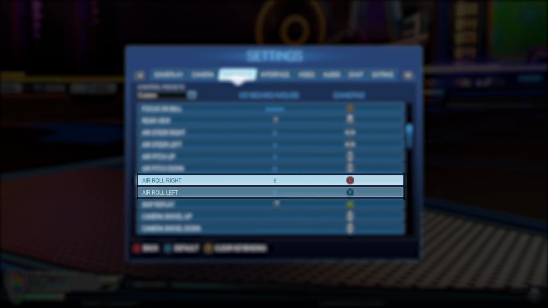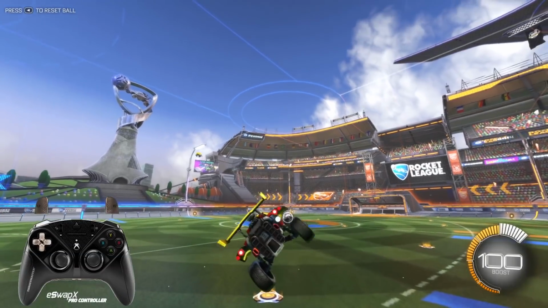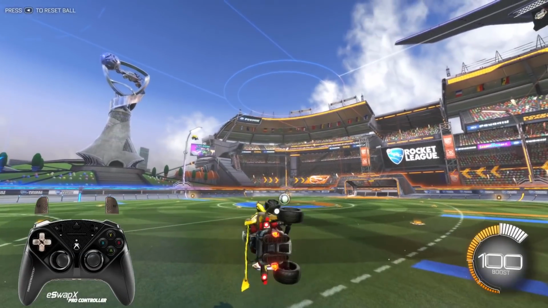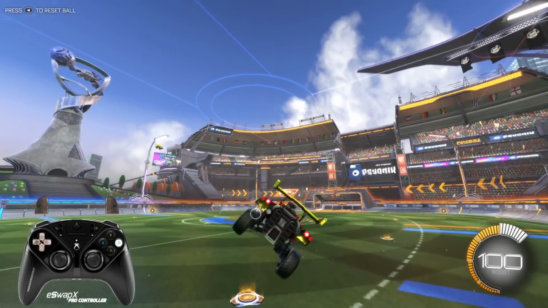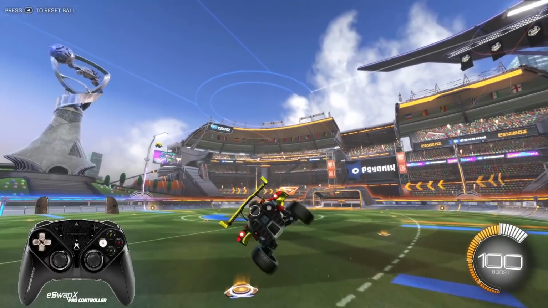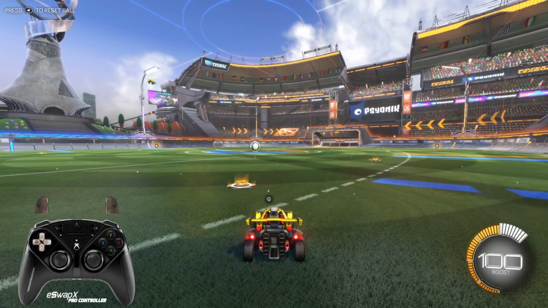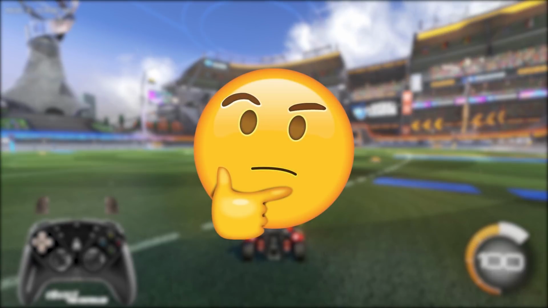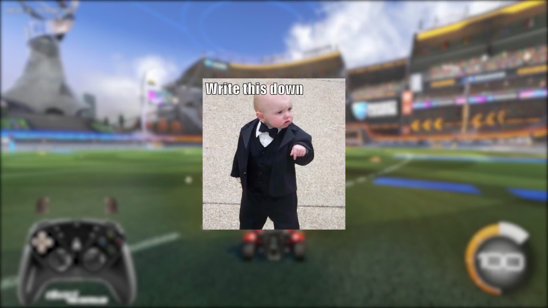Not to be confused with the regular air roll binding that uses a button and your joystick to roll your car. Air roll right and air roll left bindings allow you to air roll left or right without needing to touch your joystick. What's the benefit in not needing to use your joystick to air roll? Well, let's break that down so we understand it fully before learning how to practice it. Let's compare your car to an airplane.